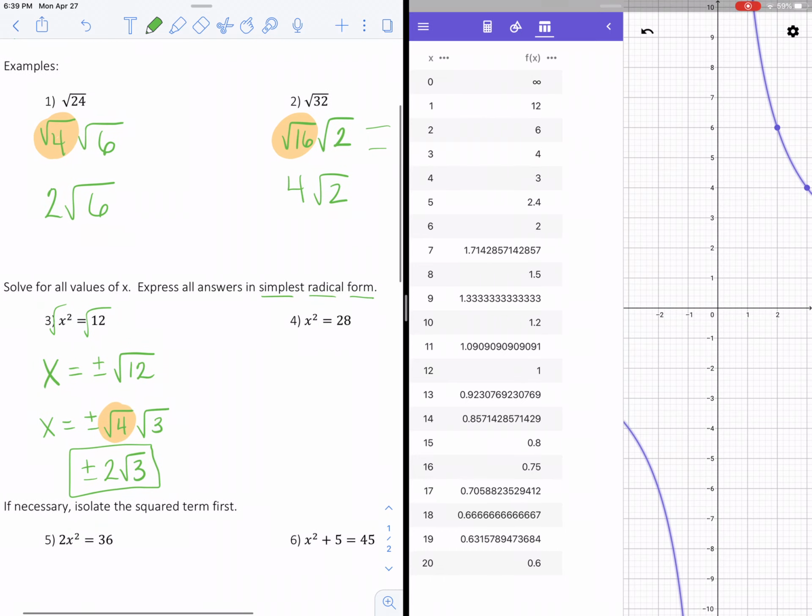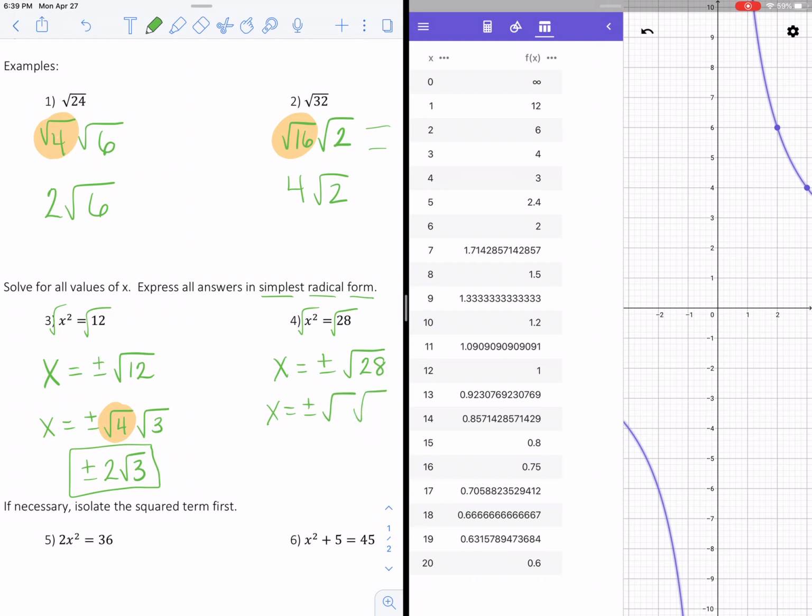Next one, same thing. Square root of both sides. The square root of x squared is x. Square root of the number, I'm always going to put a positive negative. I can't get the square root of 28. It's not a perfect square. So I'm going to write it down under the square root. Then I'm going to bring down the positive negative and 2 separate radicals.